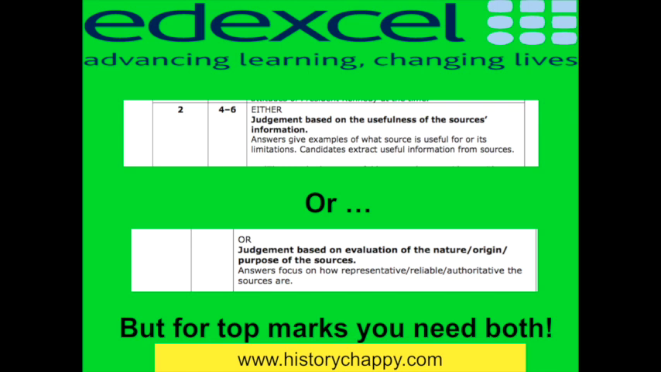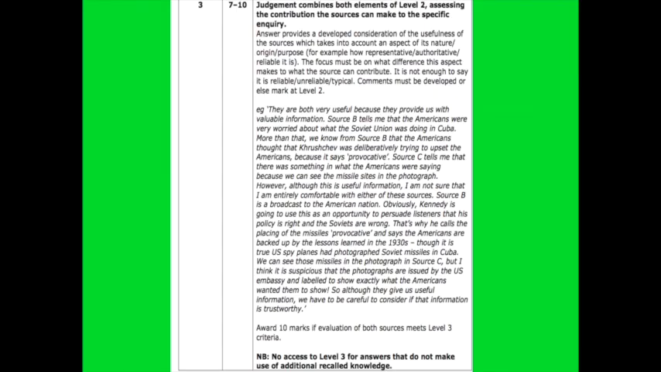Well, the mark scheme says for between 4 to 6 out of 10 marks, you'd need to either make a judgment based on the usefulness of the source's content, its information, or you make a judgment based on its nature or origin or purpose. If you do either one of those, you'll be looking at between 4 or 6 marks. But for top marks, you're going to need to make a judgment on its content and its nature or origin or purpose. So let's have a look at this quite wordy mark scheme here.